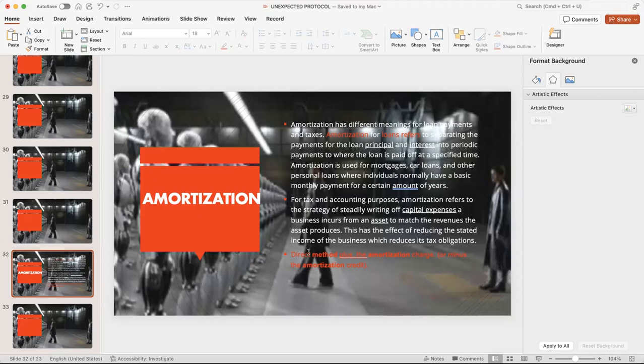So you have the direct method and you have an indirect method of accounting for amortization. So it says direct method plus the amortization charge or minus the amortization credit, because there's a debit and a credit on both sides.